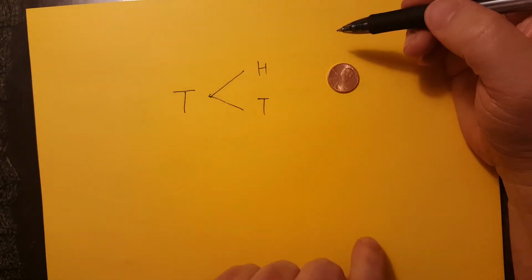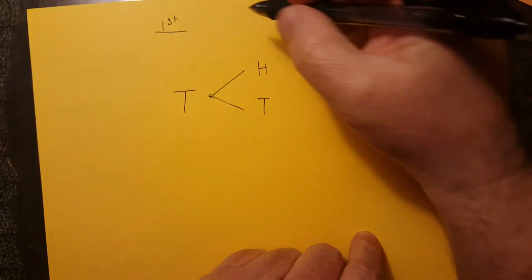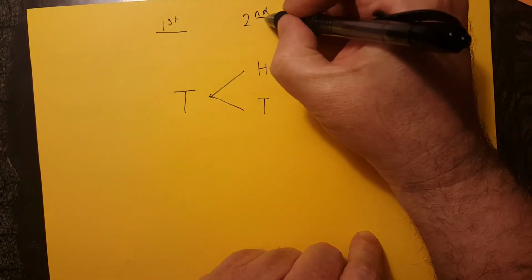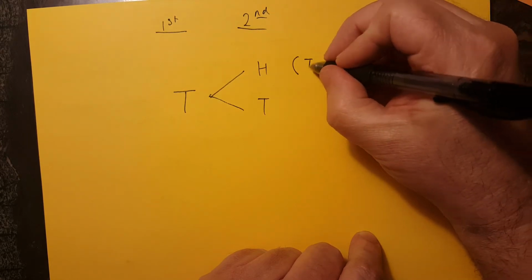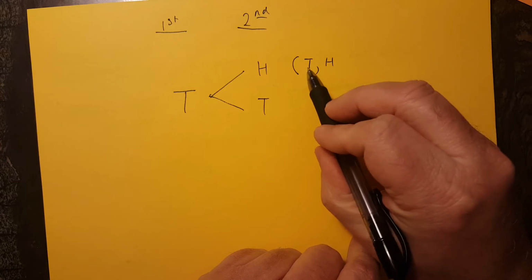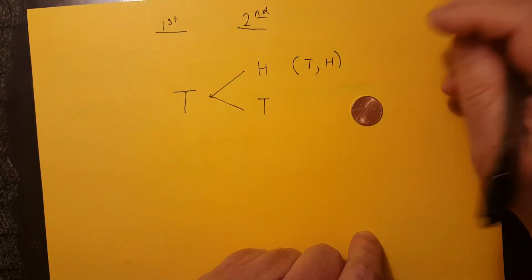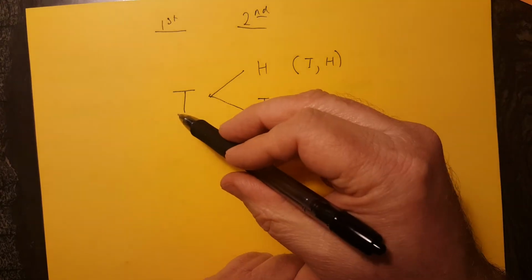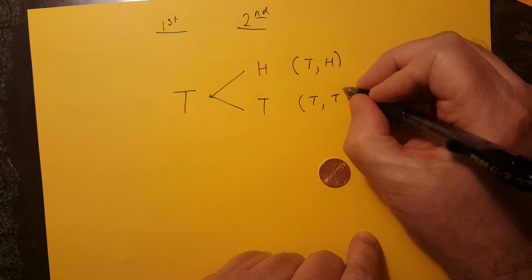So in this experiment, the first time we flipped it, the first toss, it came up tails. The second time we flipped it, it came up heads. So our outcome was tails and then heads. Tails on the first flip, heads on the second flip. Another possibility would have been that it had come up tails the first time and tails the second time. That would be tails and tails, okay?